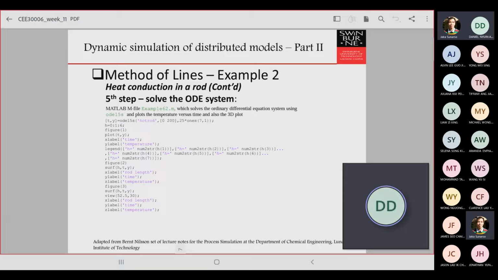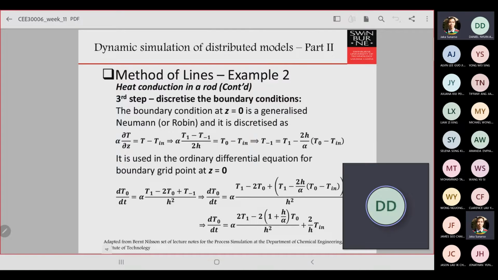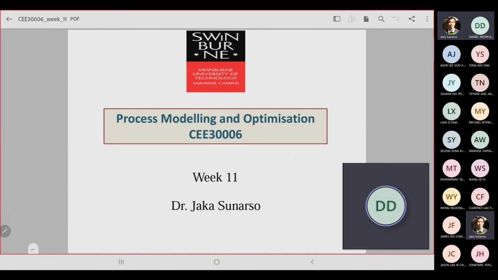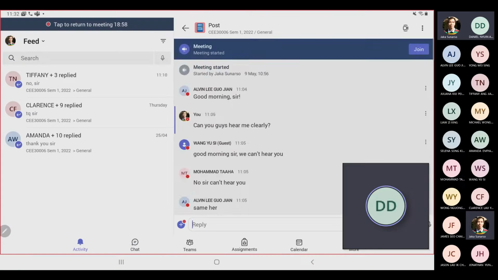Any questions regarding today's material? I know that the material is not much, and the one for next week will be on process optimization. So basically we have covered everything related to process modeling.